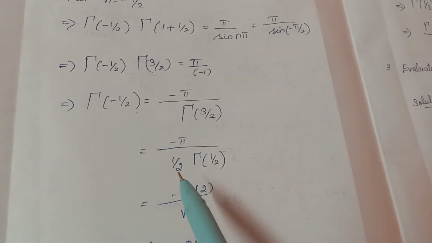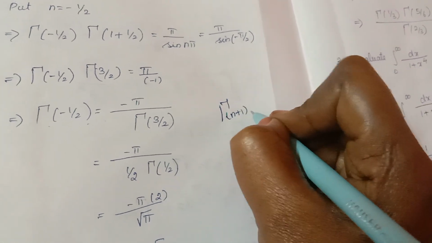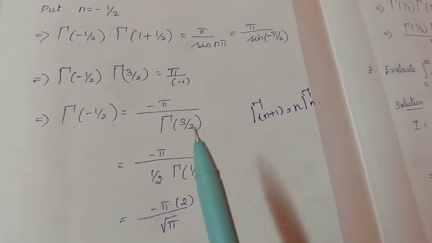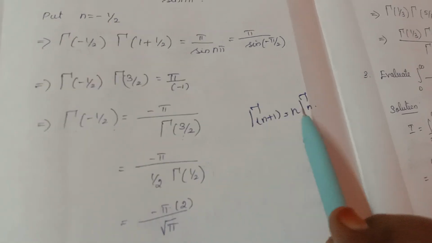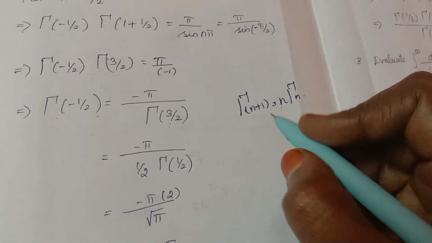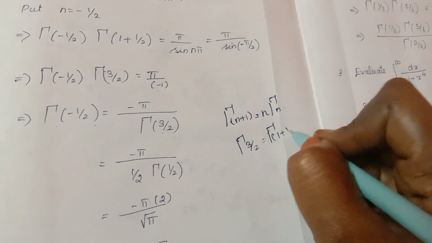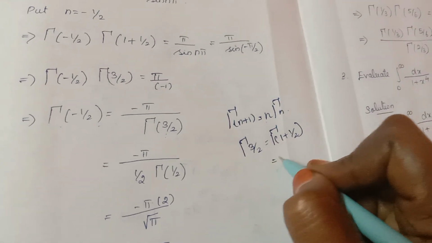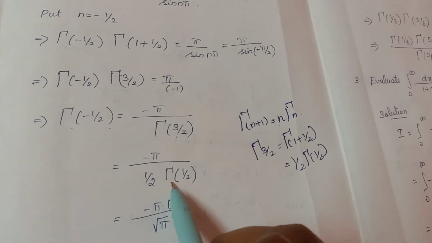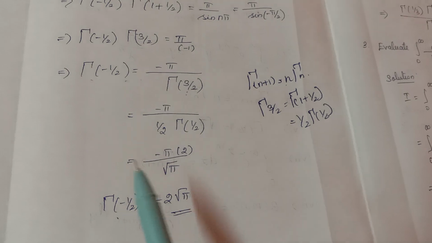For gamma of 3 by 2, what can you write? I already told you a formula: gamma of n plus 1 is equal to n into gamma of n. Regarding fractions, you know only the value for gamma of half. So I can write 3 by 2 as 1 plus 1 by 2. Using that formula, gamma of 3 by 2 is equal to gamma of 1 plus 1 by 2, which you can write as 1 by 2 into gamma of 1 by 2. But this gamma of 1 by 2 is root pi. So by simplifying, we get the result gamma of minus half equal to minus 2 root pi.